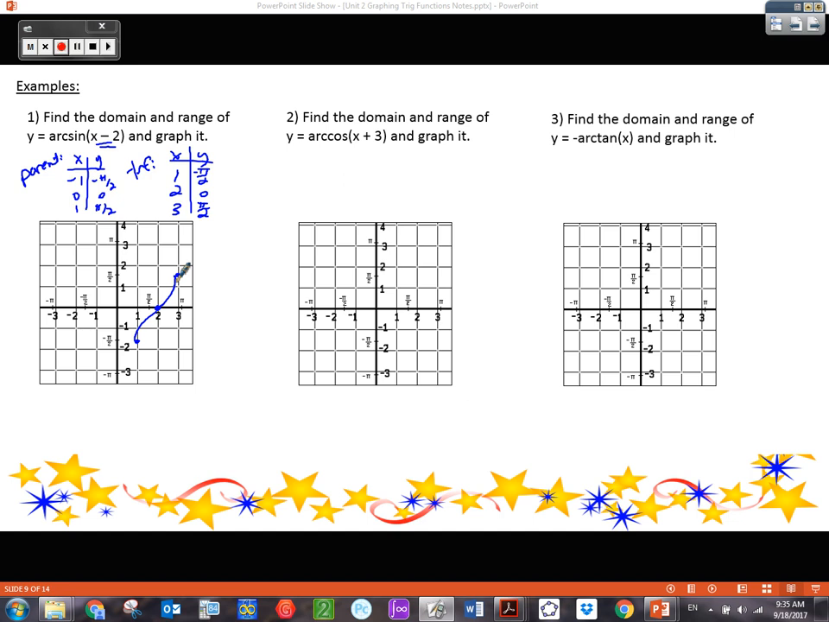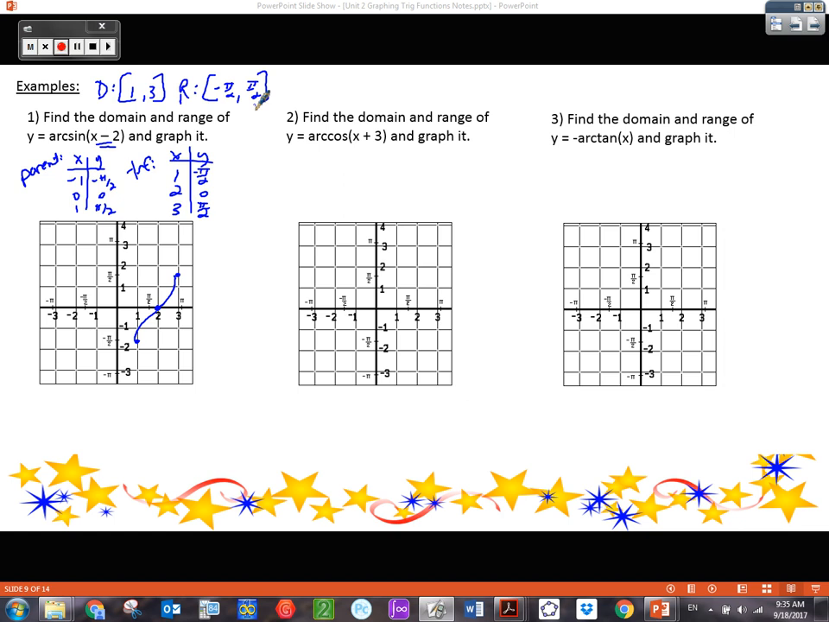Now let's do its domain. So domain is from what, 1 to 3, including 1 and 3. Range is from negative pi over 2 to pi over 2, including both negative pi over 2 and pi over 2. Okay, now I want to make a note here.